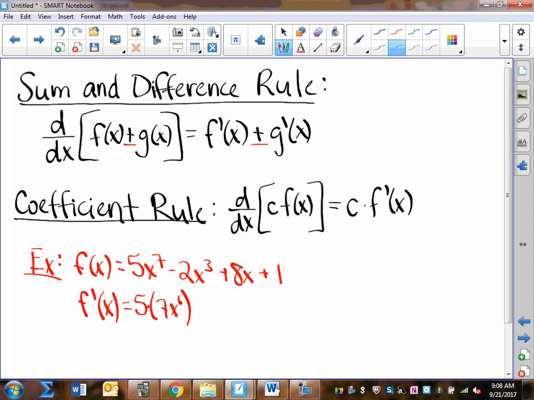Now next here we have minus 2x to the 3rd. So again, I keep that coefficient. And what's the derivative of x cubed? Good. So we bring down that 3 and drop the power by 1. And next I have plus 8x. So I have plus that coefficient 8 times, what's the derivative of x?